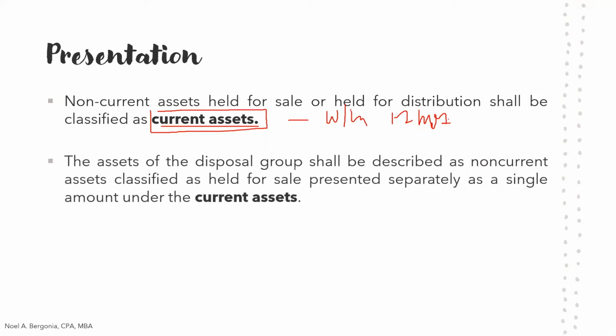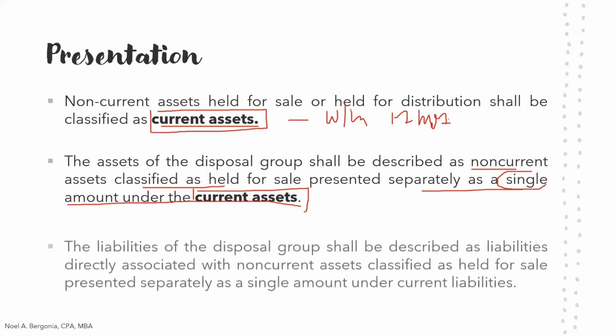assets of disposal group shall be described as non-current assets held for sale presented separately as a single amount under current assets. So pag meron kayong disposal group, 'di ba? It includes various assets including as well some liabilities in case na may liability, no? Pero for those assets in the disposal group, one line item lang po tayo, no? And it will be classified also as current asset.